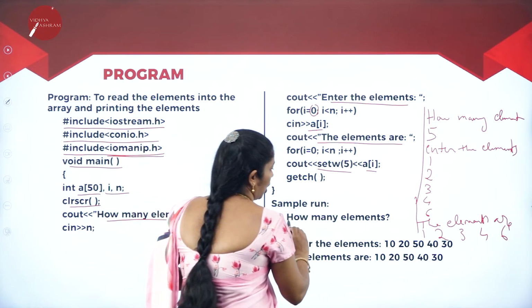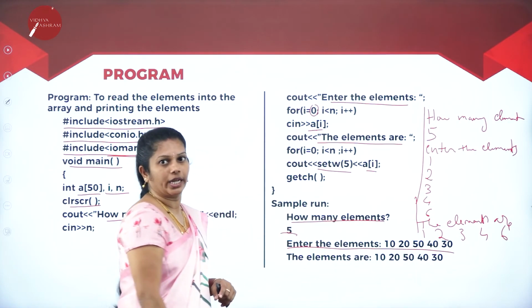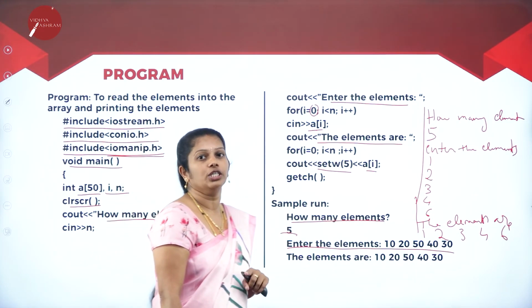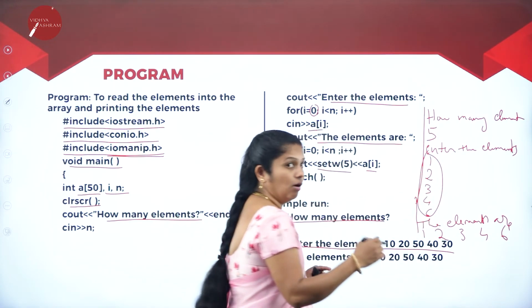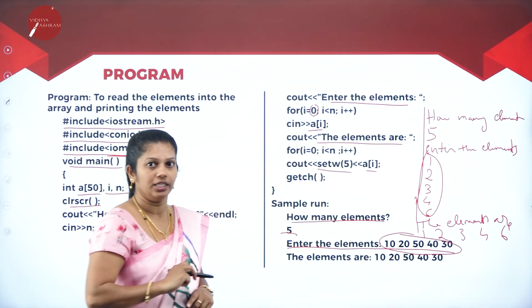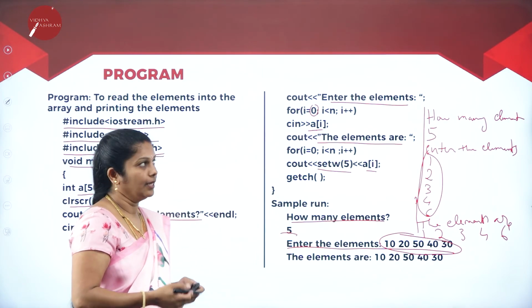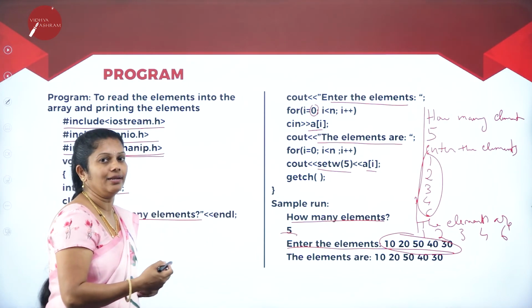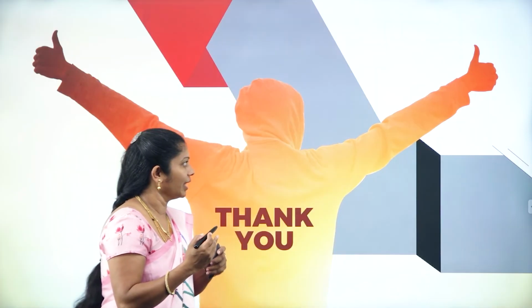Here, see the output: how many elements, then input the values. One by one we can input the elements. While inputting the values, we can input in column format or in row format. Whichever way you want, you can input. While displaying also, whichever way you want, you can display. This is regarding how to read and print the elements by using a one-dimensional array.